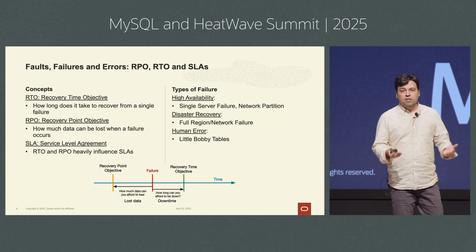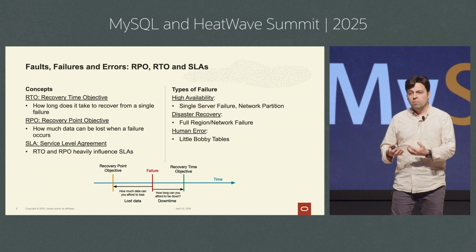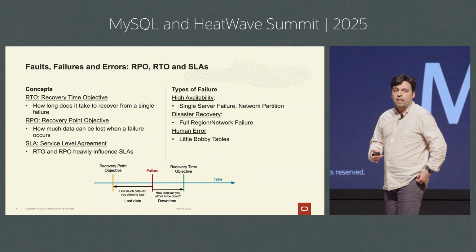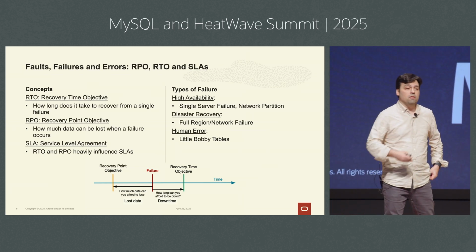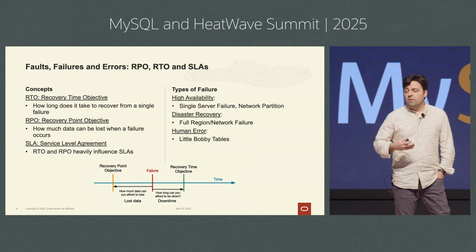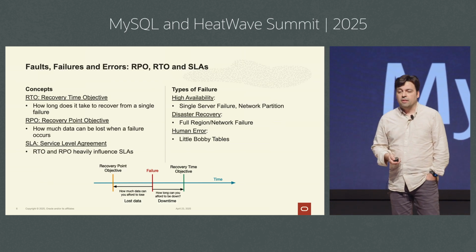So all these things require us to think about how we make our systems more dependable, how we make our systems more highly available so that we can sustain these types of failures, so that we can achieve our time objectives, point objectives, so that we can meet our SLAs at the end of the day.